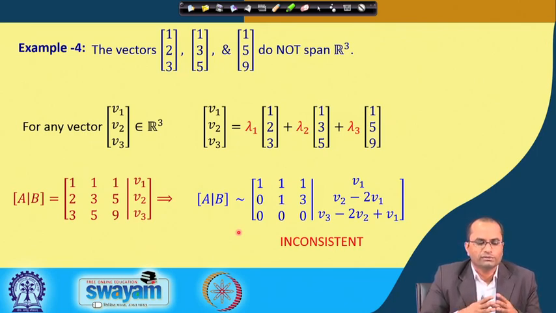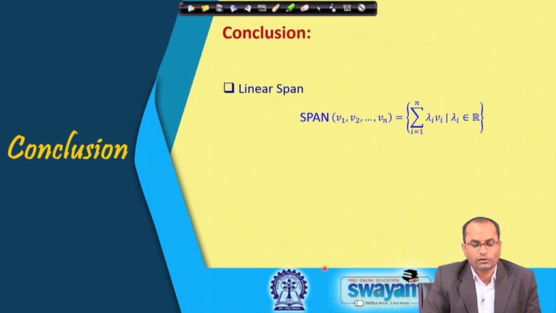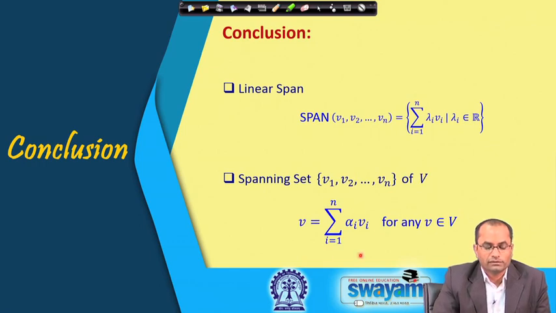There is a lot more to discuss on this spanning set, and that will follow in the next lectures. Here the conclusion is that this linear span is nothing but all linear combinations of the given vectors, and for the vectors v1, v2, ..., vn of V, we will call this a spanning set if any vector of V we can represent in the form of these vectors. Then we call this a spanning set.